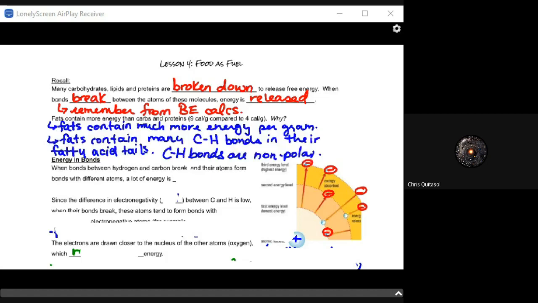So the cool thing about this is that fats contain more energy than carbs and proteins, 9 calories per gram compared to 4 calories per gram. And the reason is that fats contain much more energy per gram in the carbon and hydrogen bonds in their fatty acid tails. Those carbon-hydrogen bonds are nonpolar, so there's a ton of energy stored within that hydrocarbon chain, and they tend to be quite long in most cases, depending on the type of fat. So there is more energy stored in fats per se. We'll talk more about why fats aren't the preferred energy source as we move through it. But just keep in mind that fats are going to be more energy rich than carbs and proteins per gram.